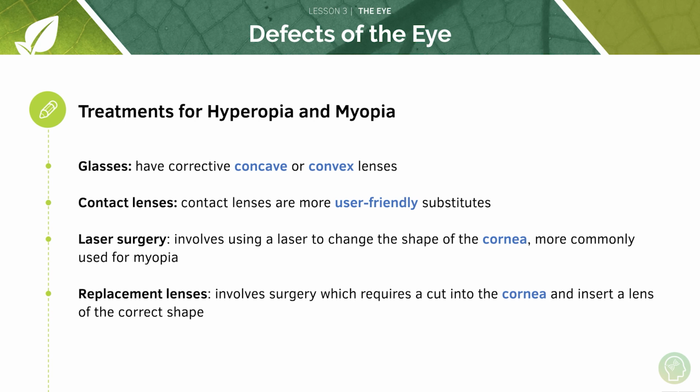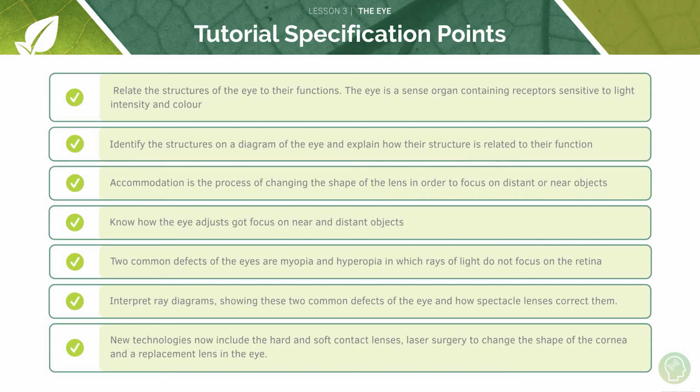And the final one will be your replacement lenses. So artificial lenses can also be implanted to replace the existing lens of the person. So this is a long-term alternative to specs or contact lenses, and it involves surgery which requires a cut into the cornea. So this again is going to introduce lots of other risks such as infection risk. And the inserted lens will be of the desirable shape to have the ideal refractive index required, depending on whether the person is long or short-sighted. So those are your 4 common treatment options for hyperopia and myopia.